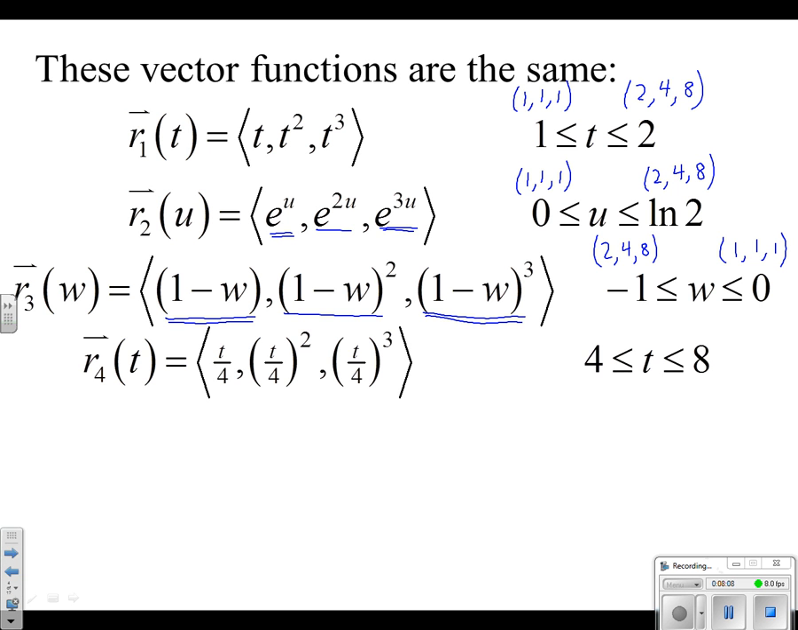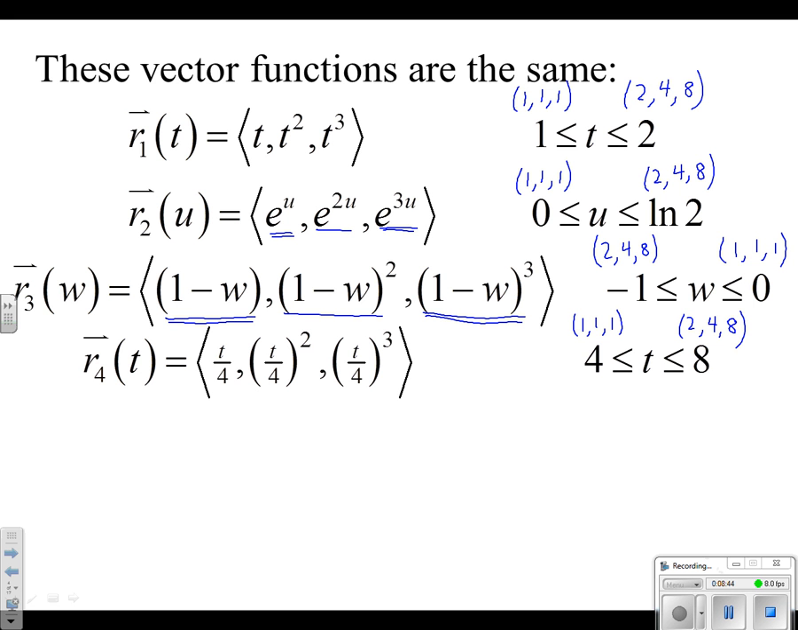And then one more here. When t is equal to 4, we get (1, 1, 1). When t is equal to 8, we get (2, 4, 8). Certainly the relationships between the x, y, and z components are the same. So again, it's the same curve. This time the difference is that instead of 1 unit of time, it takes us 4 units of time. But otherwise it's the same curve. Same direction, but now it's taking us 4 times as long to do it.